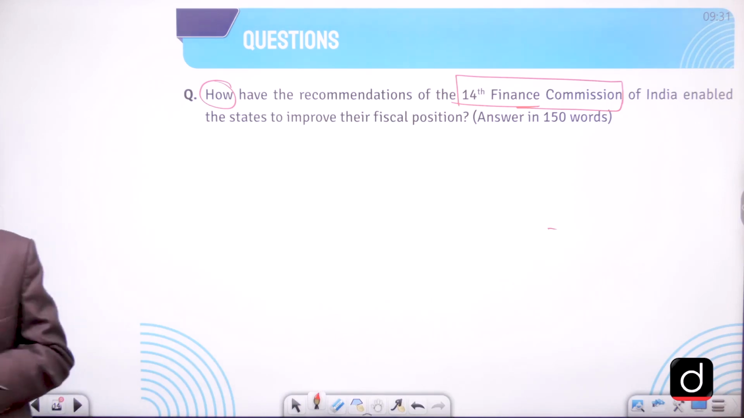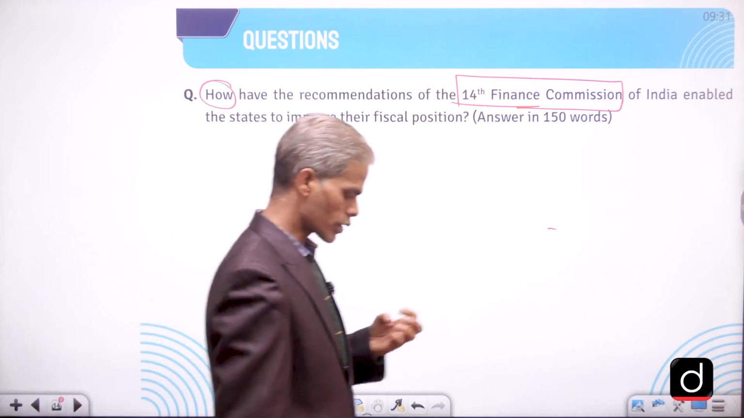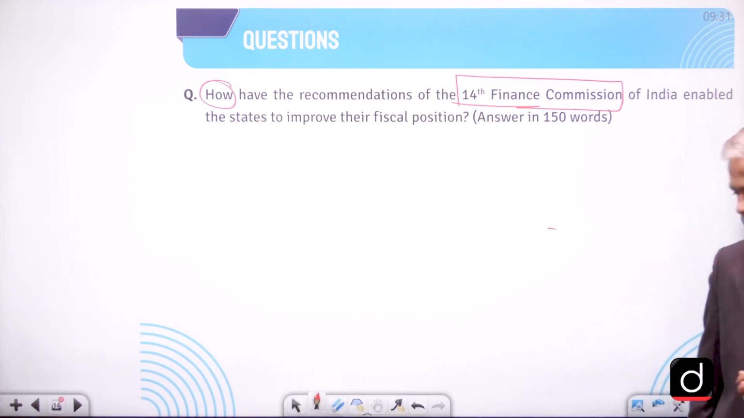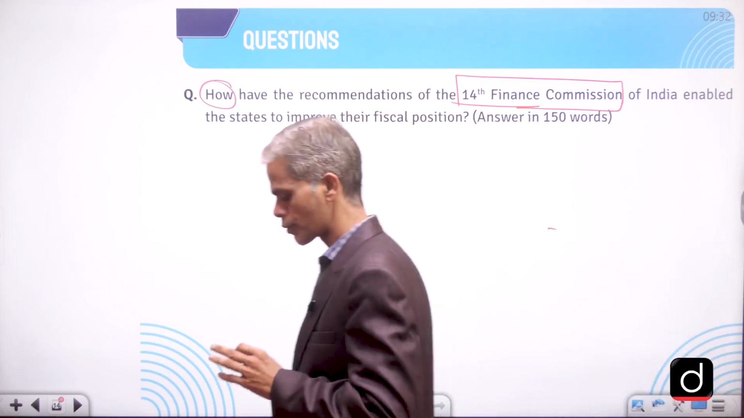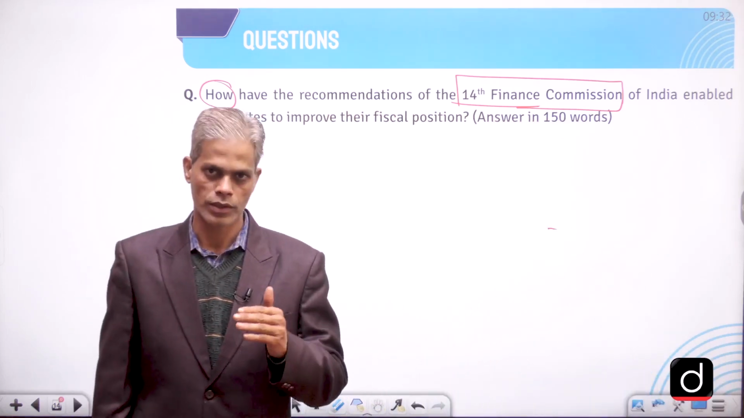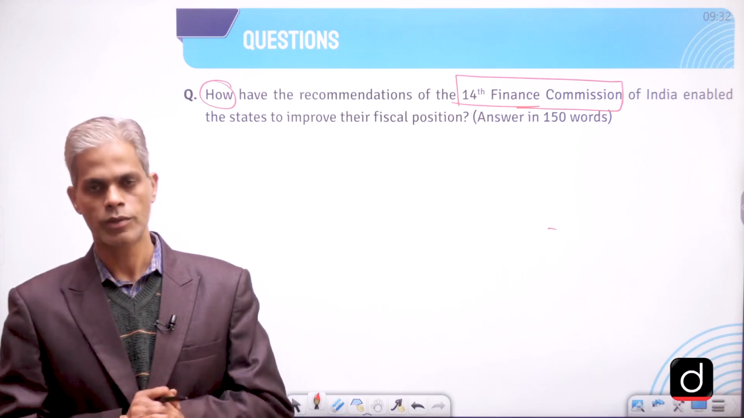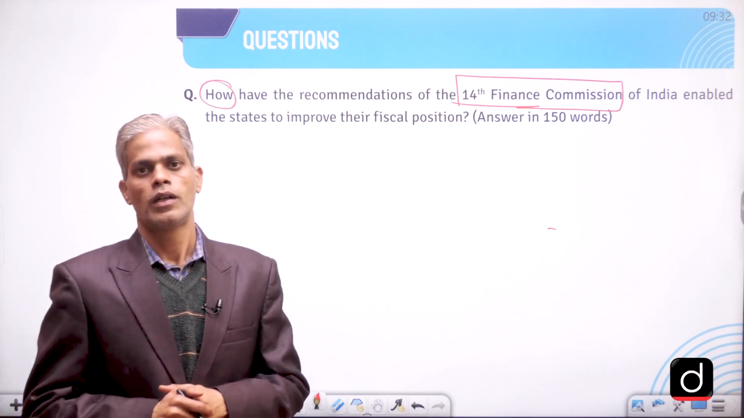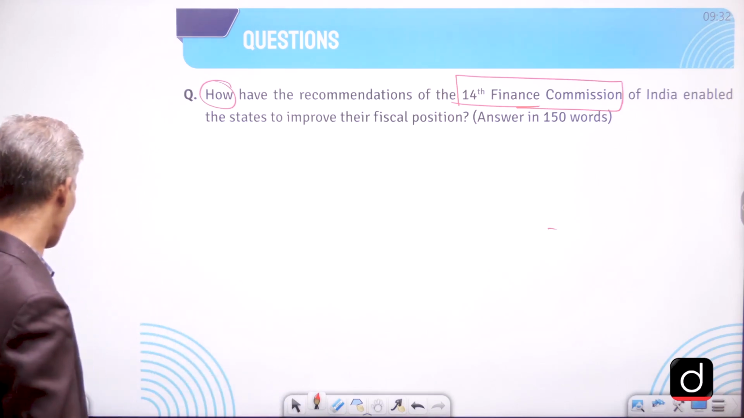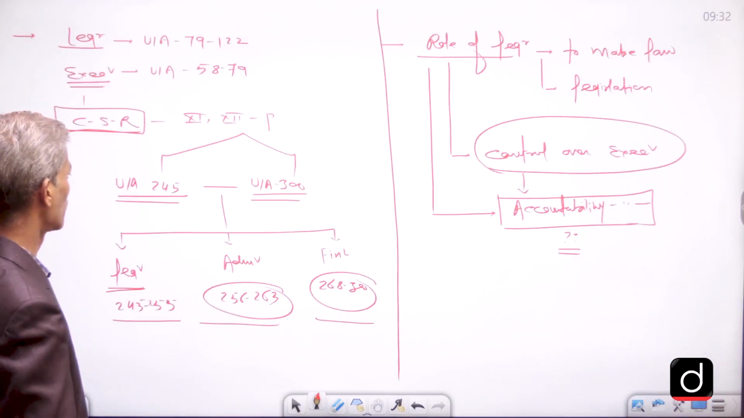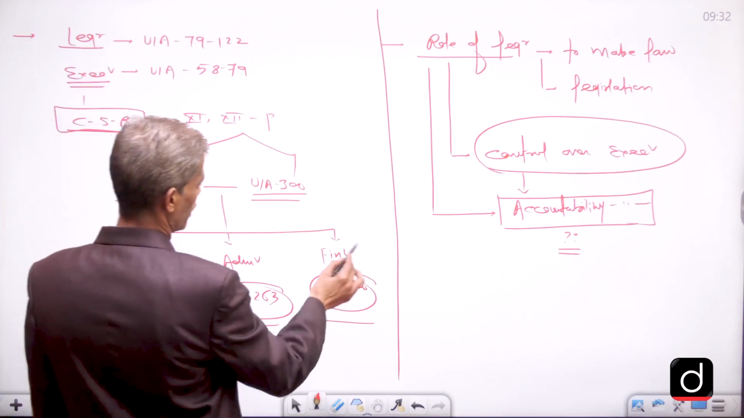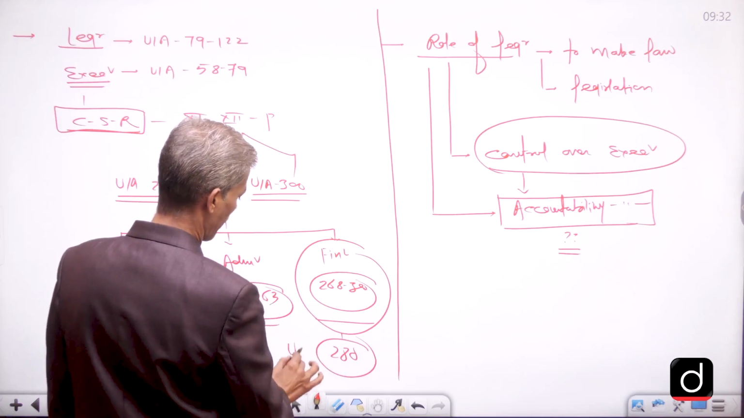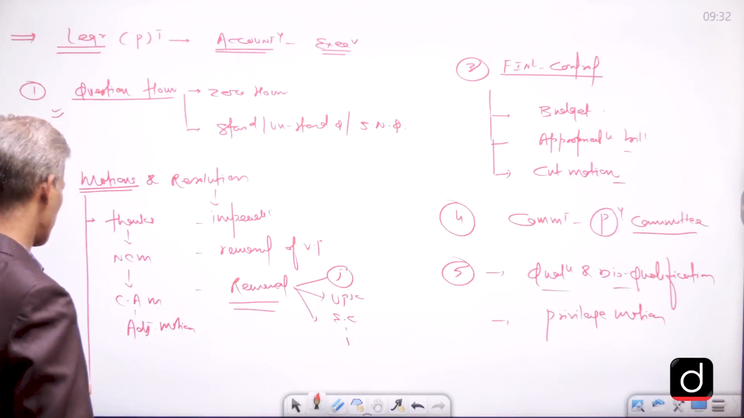Why good also? Because it has introduced a slew of reforms which have changed the whole dynamics of the center and state relationship. So again, this topic is based upon the CSR, center-state relationship, especially the financial relations. And the Finance Commission, as I was explaining in the previous question, falls in the financial relations part, Articles 268 to 300. Here we have Article 280, which talks about the Finance Commission.